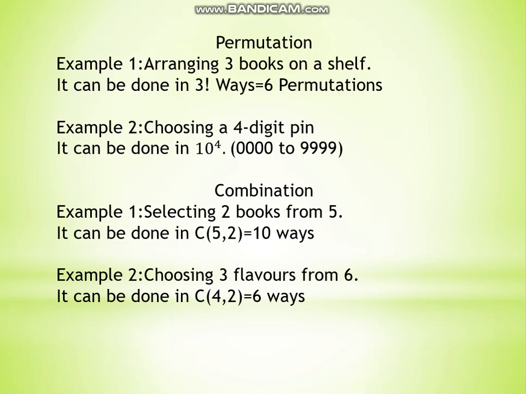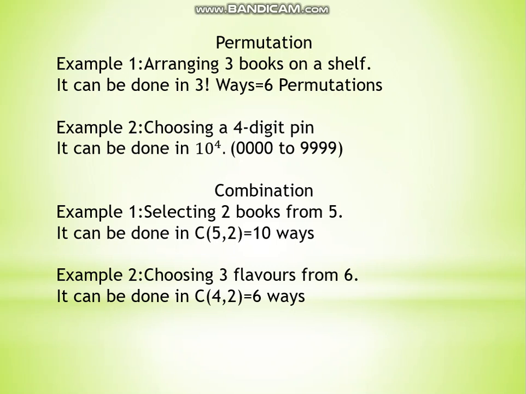So it can be done in 3 factorial ways, because from left or from the right if you start. So from the left there is a choice of selecting 1 book out of 3. For the second position we have 2 choices and the third position we have 1 choice left. So it can be done in 3 factorial ways. So total 6 permutations are possible for 3 books. In the example number 2, choosing a 4-digit pin, and it can be done in 10 raised to 4 ways.